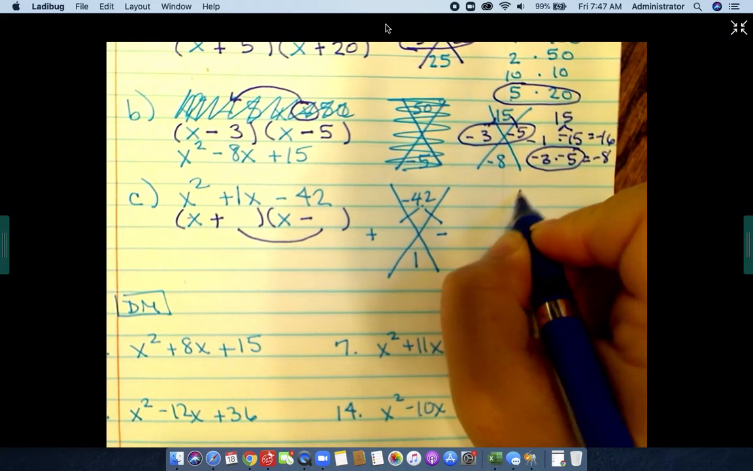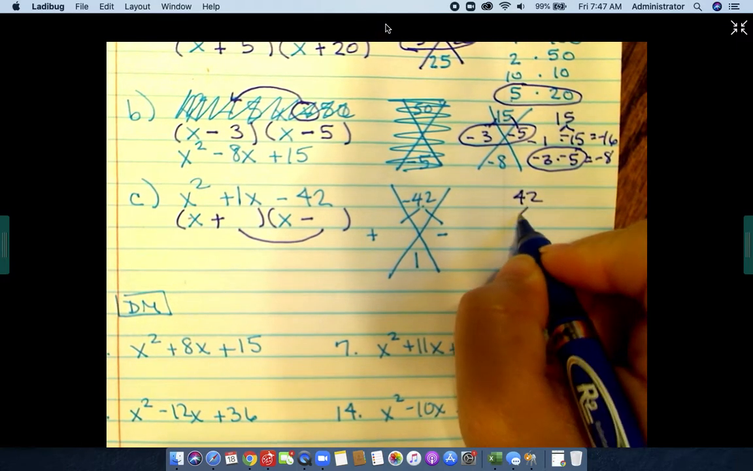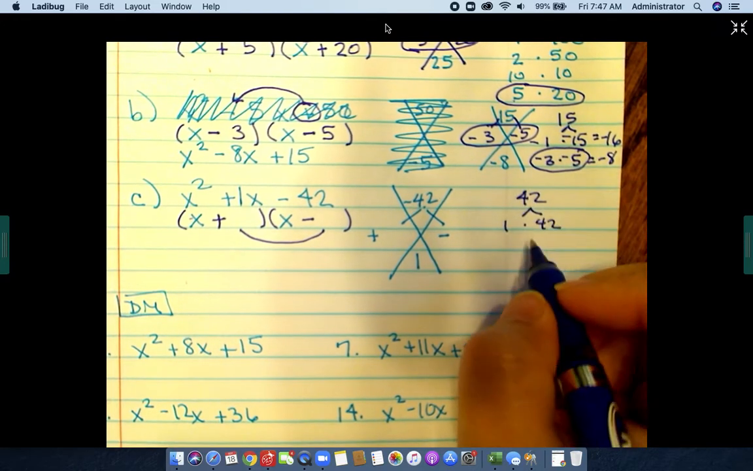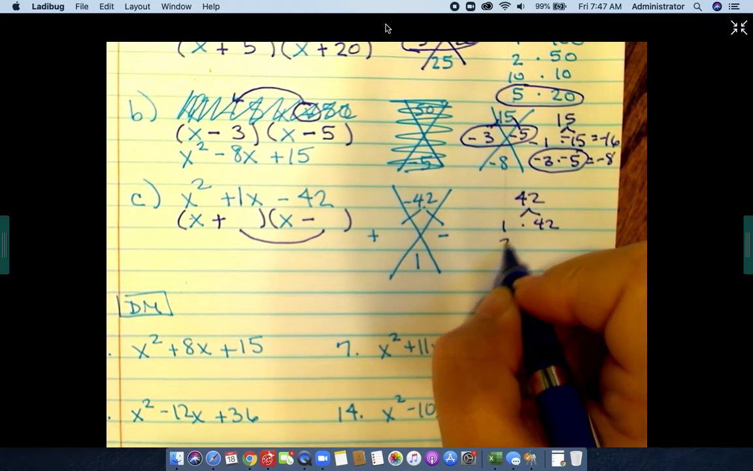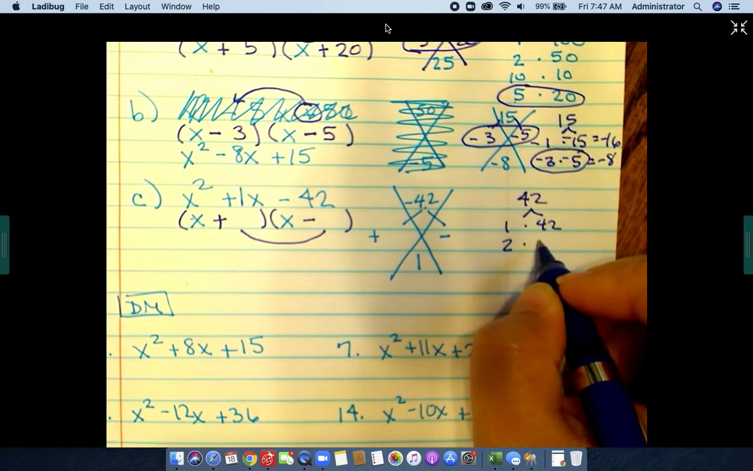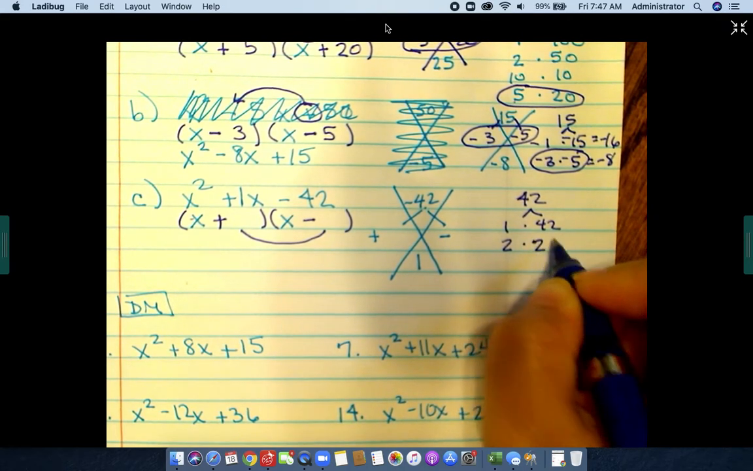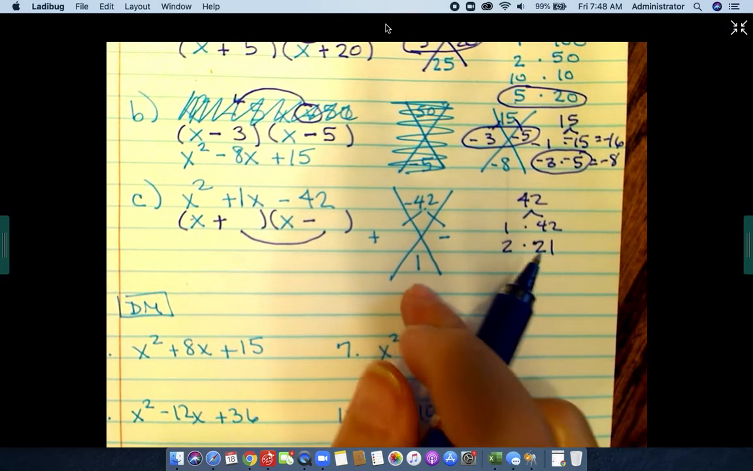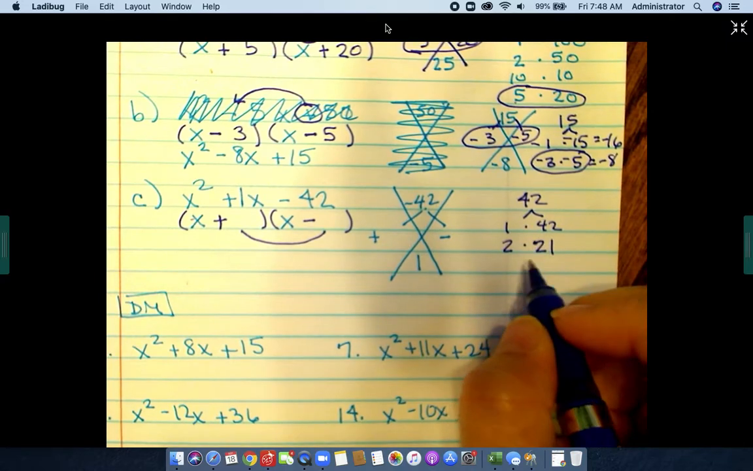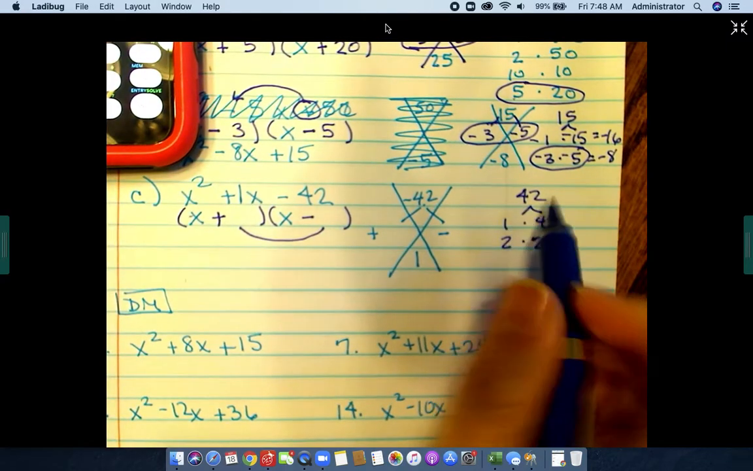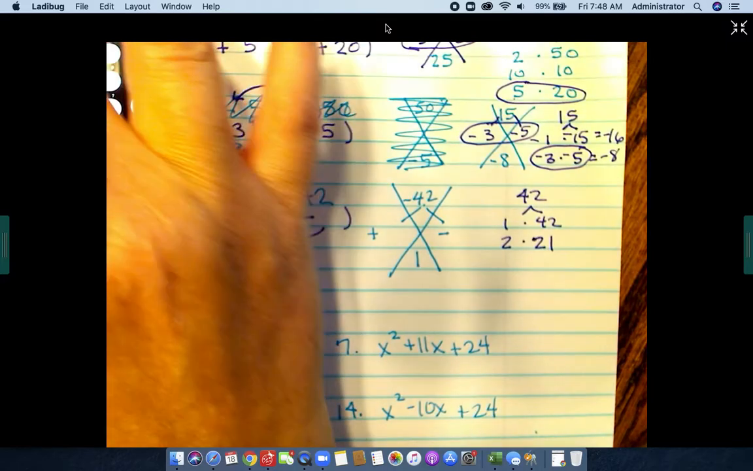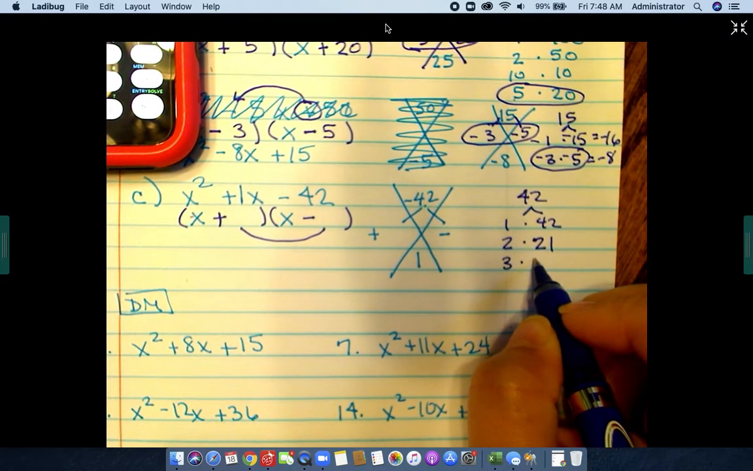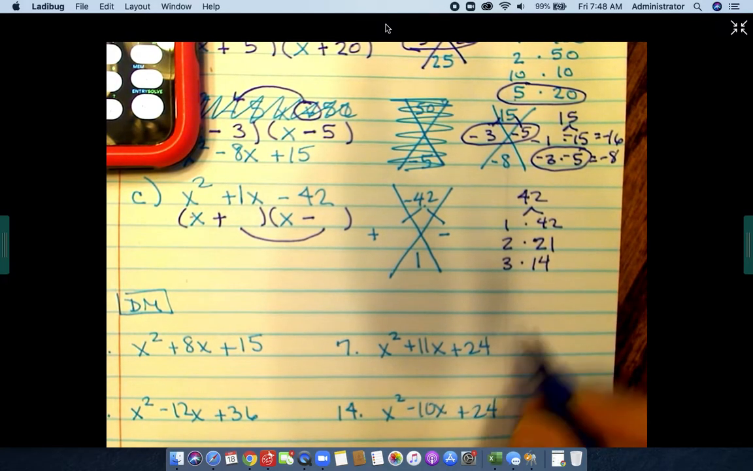So let's think. What can I multiply to get 42? Well, always 1 and 42. It's usually never that, though, but sometimes it is. It's an even number, so 42 divided by 2 is 21, but those don't subtract to give me 1. So they've got to be closer together in order to subtract and give me 1. So 42 divided by 3 is 14. So 3 and 14, that's not going to get me there.